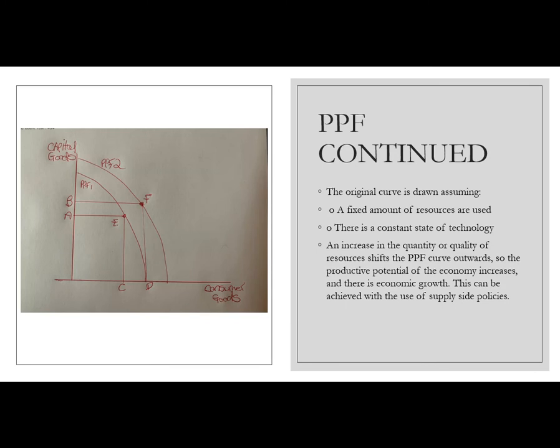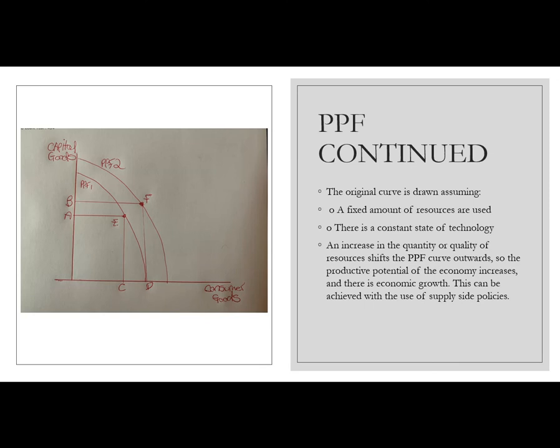However, production on the PPF does use the resources efficiently. Now, an increase in the quantity or quality of resources shifts the PPF outward. So the PPF of the economy increases, and therefore there is economic growth. When there is a shift from PPF 1 to PPF 2, this means that there has been economic growth. The economy has grown. And how can this happen? This can happen through an increase in the quantity of resources, so quantity of labor. You may have immigration, which could also increase the PPF.